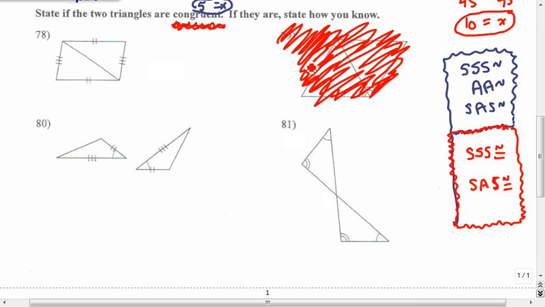So, problem 78. Right now we only have two conjectures for congruence. So let's look at it. Do we know that all three sides are congruent? Yes, because I have 2 marks here, 2 marks here. I have 3 marks here, 3 marks here. The third side is what? It's shared, so it has to be congruent. So we can use side, side, side congruence for 78. We can prove it with side, side, side congruence.